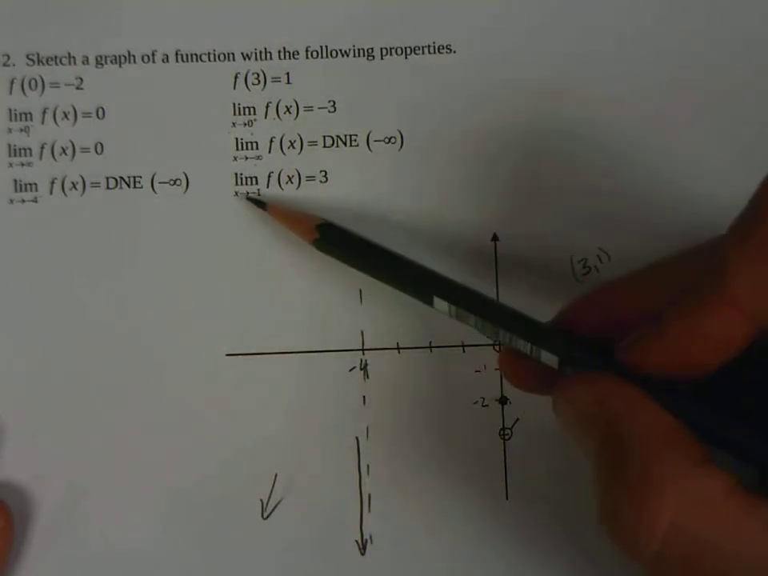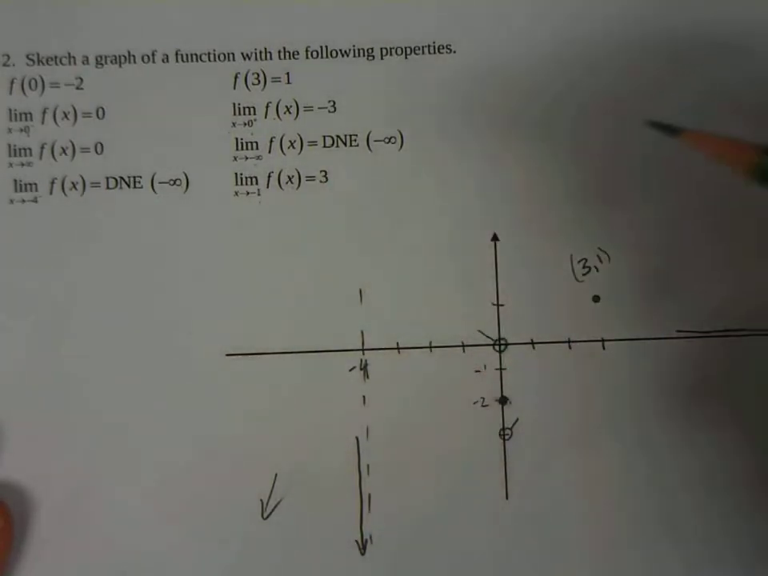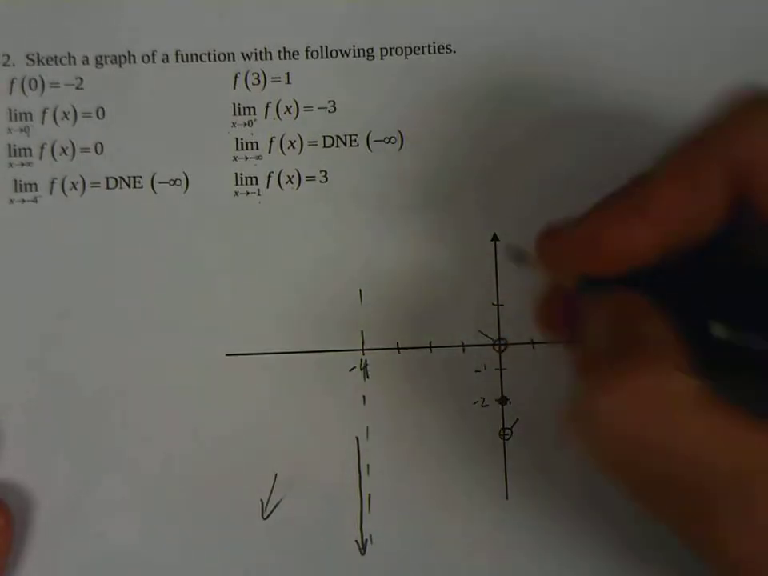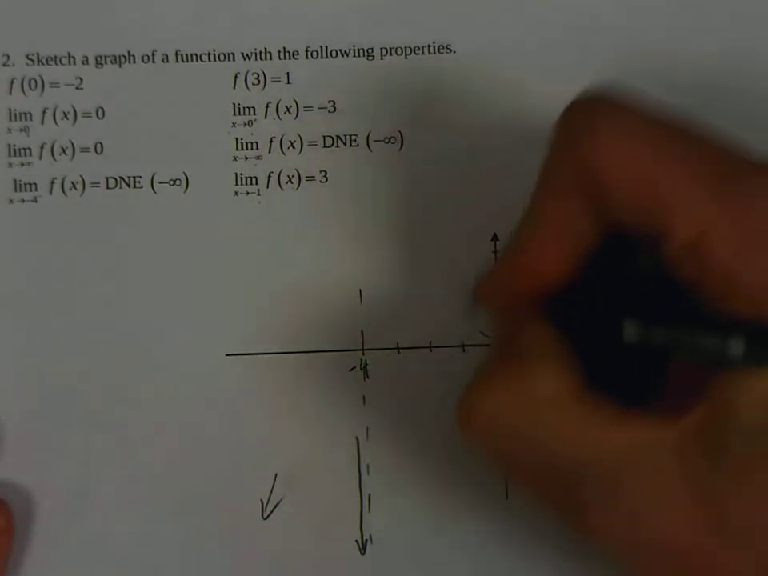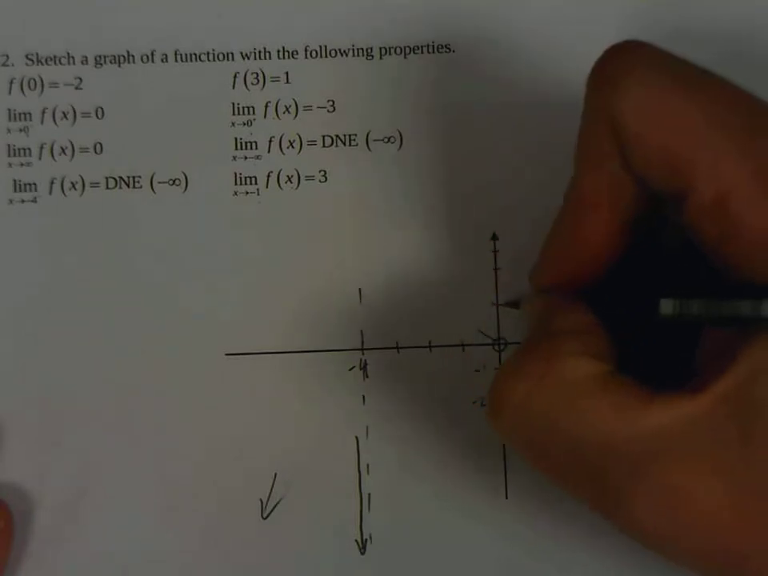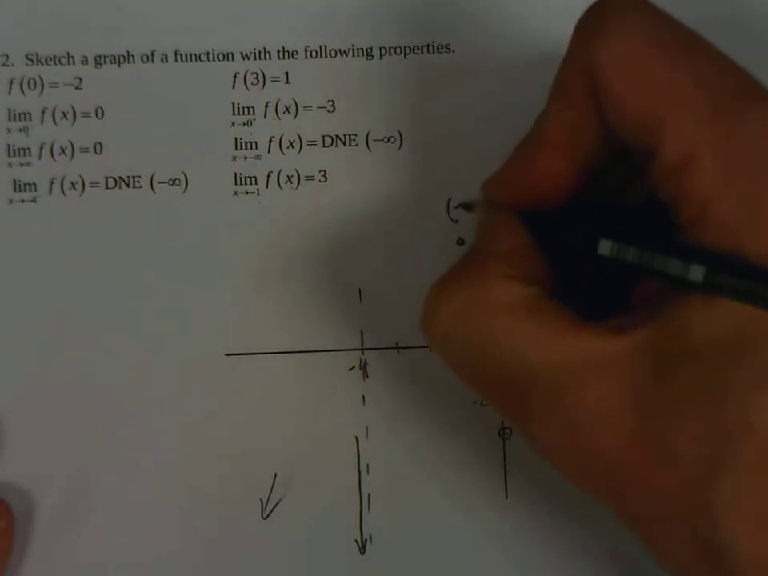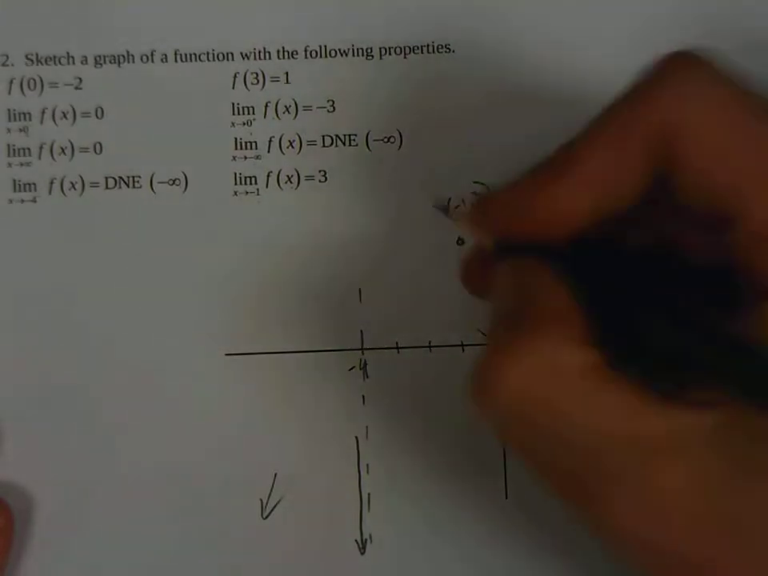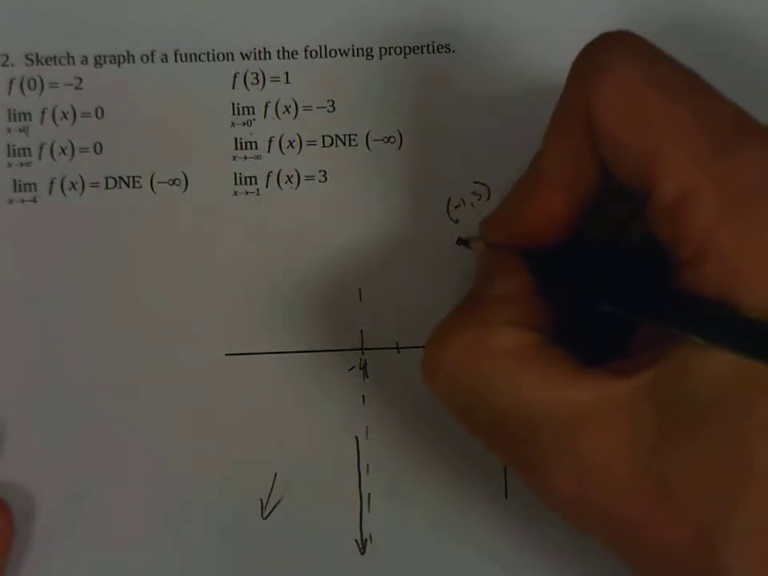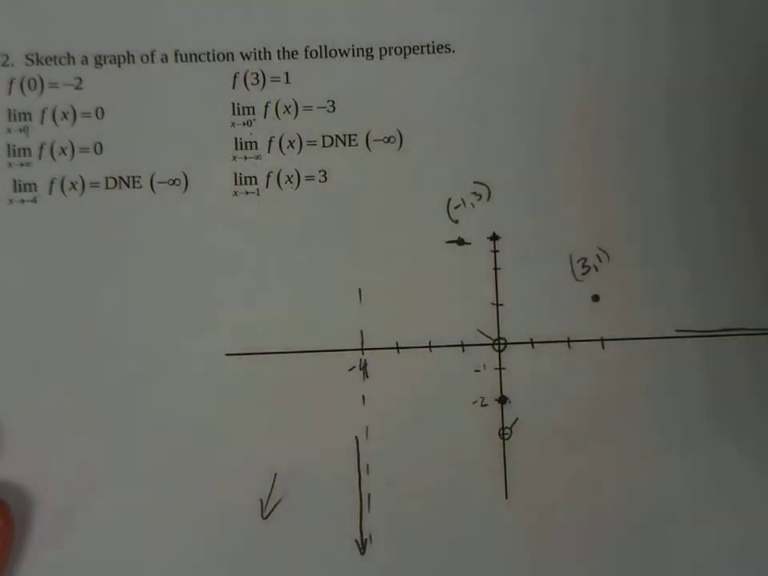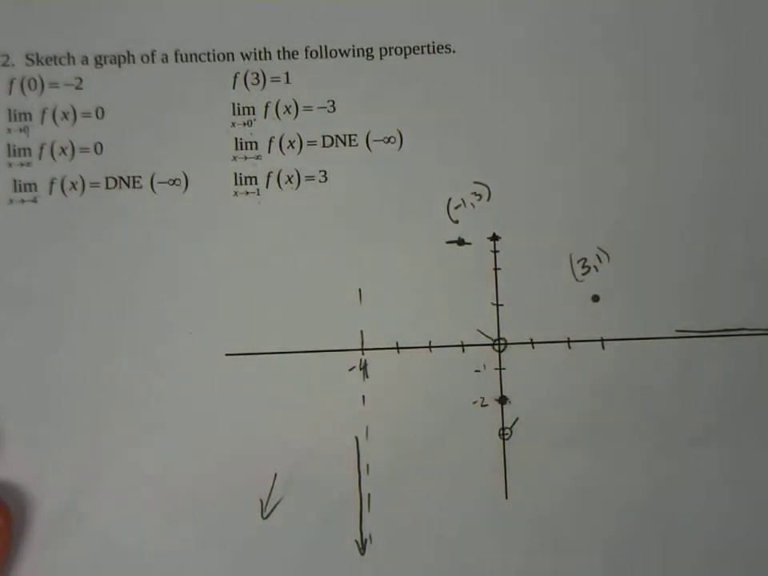The limit as x approaches negative 1 of f is 3. The limit as x approaches negative 1 from both sides is 3. 1, 2. So maybe we'll make this the ordered pair, negative 1, 3. And I can do whatever I want to connect that to the rest of the graph. That seems to be all 8.